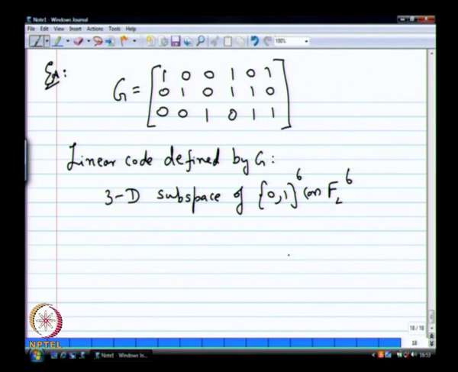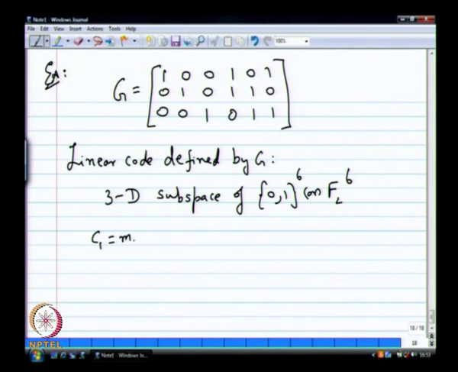There are several properties. Once you say it's a subspace, what happens if I take two vectors from a subspace and add them? You will still remain in the same subspace. What happens if I take a vector in a subspace and multiply with a scalar? You remain in the same subspace. Those properties are easy to prove simply with c equals mG also. If you define the code as simply c equals m times G, you can show that m1G plus m2G is the same as (m1 plus m2) times G. See what happens. If you have c1 equals m1G and c2 equals m2G, what is c1 plus c2?